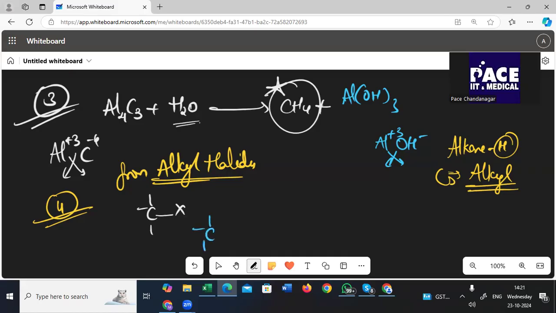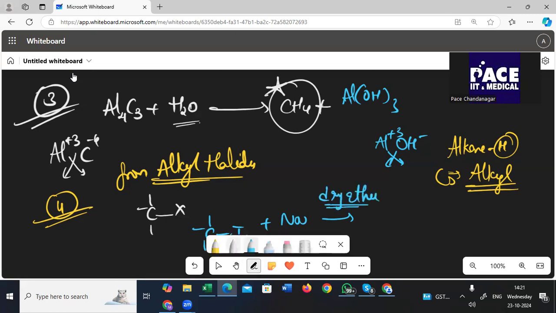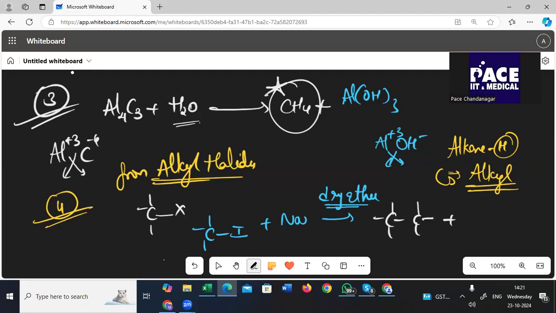So this is CH3I plus Na in the presence of dry ether. In the presence of dry ether, what happens here is C2H6 gets formed plus NaI comes out. You have to balance this; I'm not balancing the reaction. This is called the Wurtz reaction.